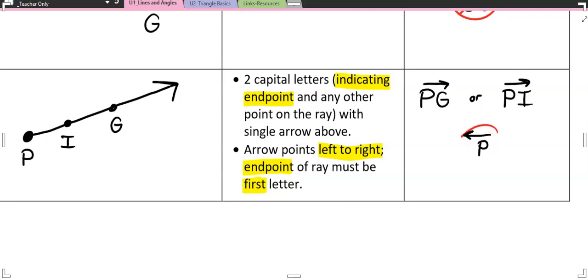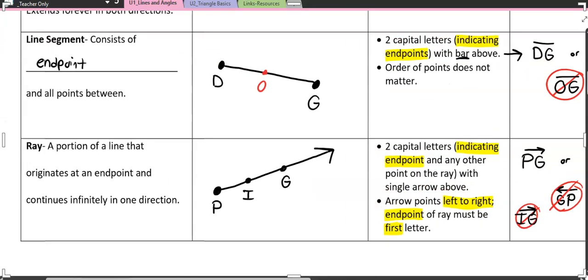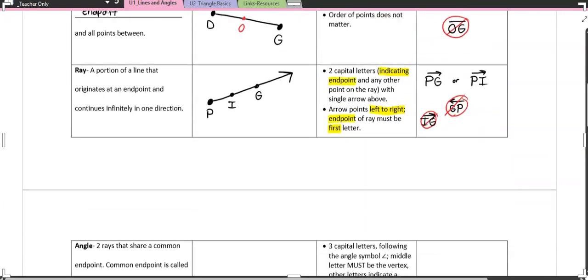Whoops, what happened there? Redo. I lost the G in there. Let's fix that. Go back to red. Sorry about that. We cannot label it that way. We also can't, for example, call it IG because it doesn't contain the endpoint P. So those are 2 incorrect ways to label a ray.